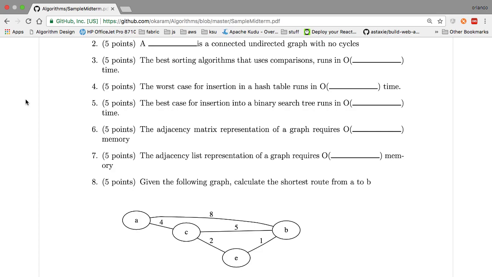The best sorting algorithm that uses comparisons runs in order of what time? N log n, right? Why is it important that it uses comparison? Because it has to go through everything at least once. Because there is a bunch of algorithms that sort of cheat, but are considered to be linear, right? Like, not quicksort.